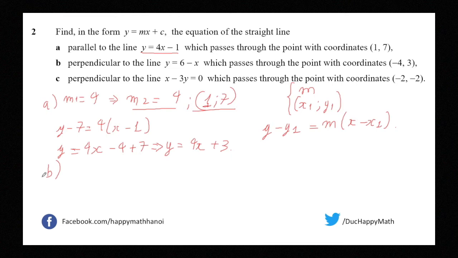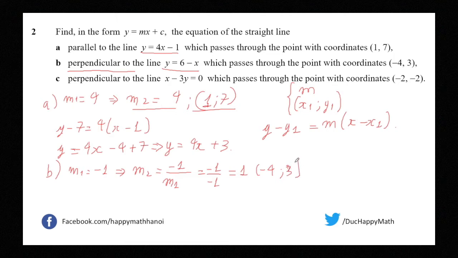Okay, question B. Do it by yourself first, and after that compare with my result. Perpendicular to the line y = 6 - x which passes through the point with coordinates (-4, 3). The gradient of this line is m1 = -1. A perpendicular line means the product of the two gradients is -1. So m2 = -1 divided by m1, which is -1 divided by -1, equal to 1. And the point we have here is (-4, 3).